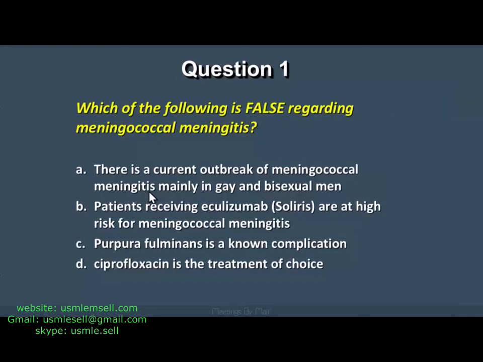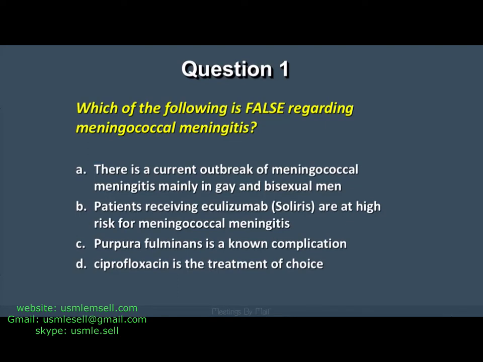Which of the following is false regarding meningococcal meningitis? A, there's a current outbreak of meningococcal meningitis, mainly in gay and bisexual men. B, patients receiving eculizumab or Soliris are at high risk for meningococcal meningitis. C, purpura fulminans is a known complication. And D, ciprofloxacin is now considered the treatment of choice. And please key in your answers.